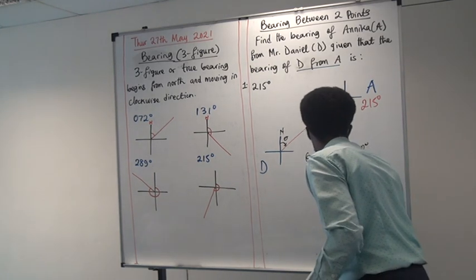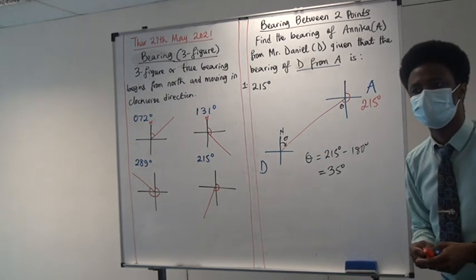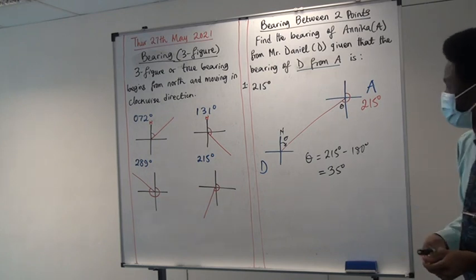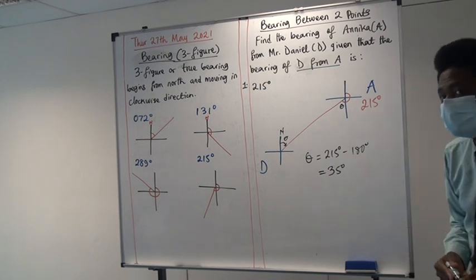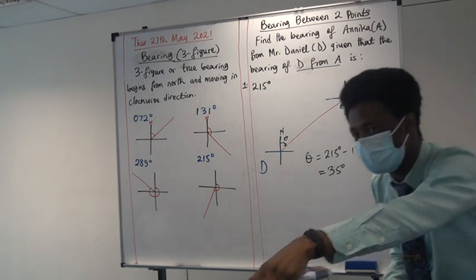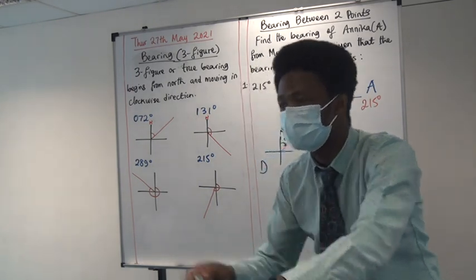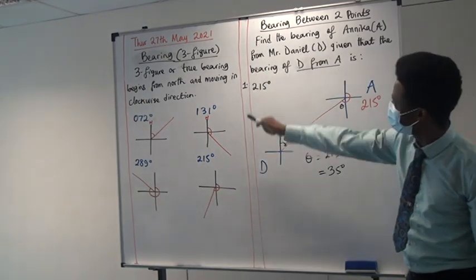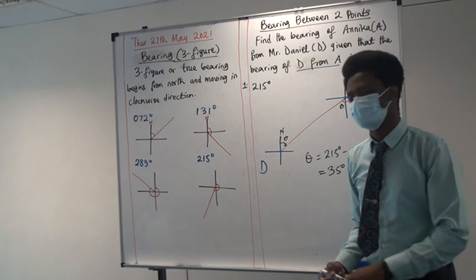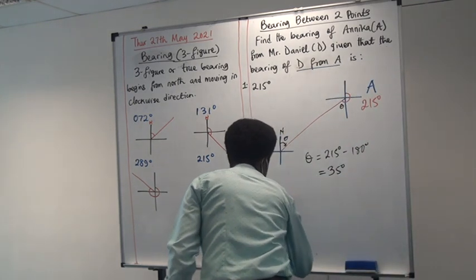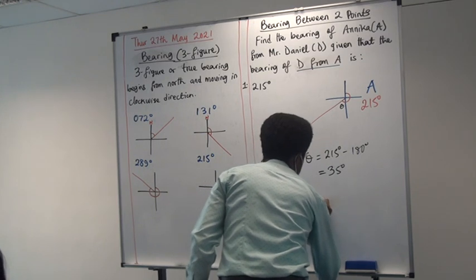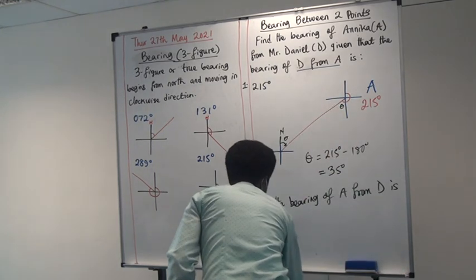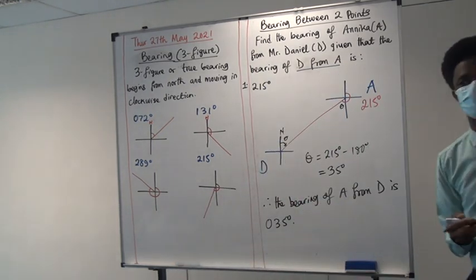35. So how can we conclude? The bearing of A from D is what? Do you agree with her? Do you agree? Why not? It should be 035. 035. Remember what we said? 3 digits. Okay? Therefore, the bearing of Anika from my location is 035 degrees. That's how to find the bearing between two places.